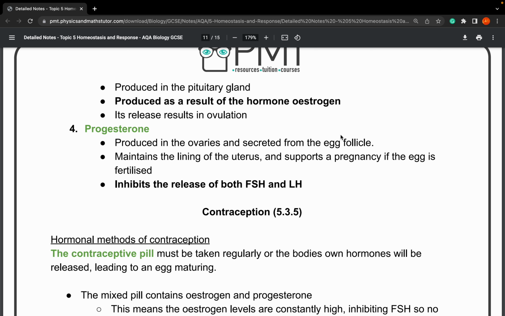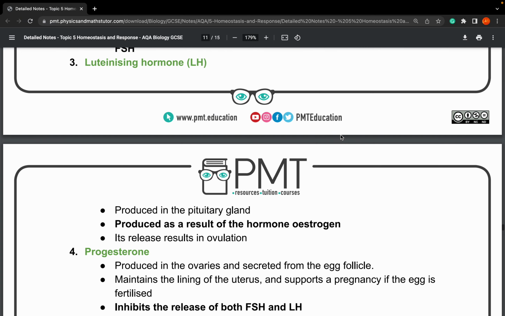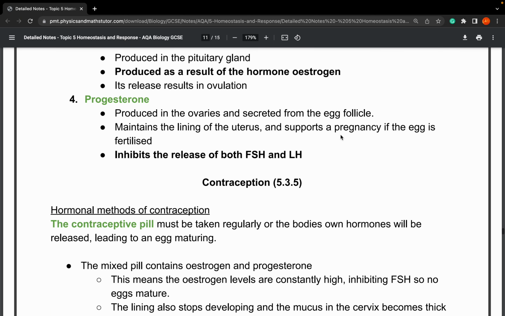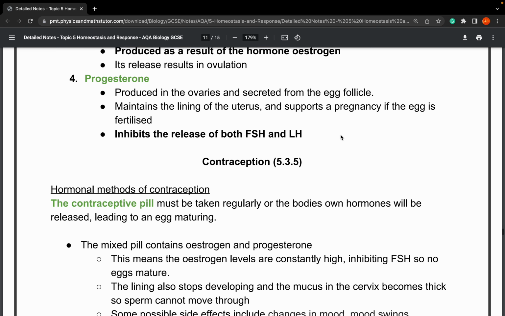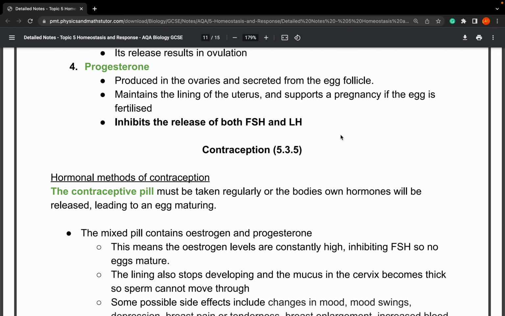So follicle stimulating hormone and luteinizing hormone are produced in the pituitary. Luteinizing hormone is produced as a result of the hormone estrogen and results in ovulation. Progesterone is produced in the ovary, secreted from the egg follicle, maintains the lining of the uterus, supports the pregnancy if the egg is fertilized, and inhibits the release of both FSH and LH. So progesterone helps in maintaining the pregnancy. When you are maintaining pregnancy, we don't want follicle stimulating hormone and luteinizing hormone to produce follicles, ovum, etc. So progesterone inhibits the FSH and LH.